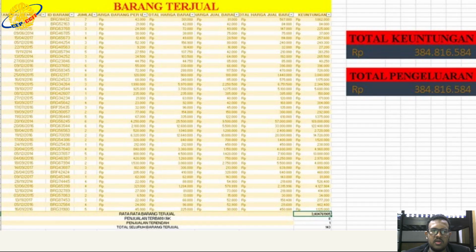And then we are going to the barang terjual table, which has 8 columns. The names are tanggal pembelian, ID barang, jumlah, harga barang per unit, total harga, harga jual barang, total harga jual barang, and keuntungan. In the barang terjual table, the author uses the VLOOKUP formula for the jumlah, harga barang per unit, and harga jual barang columns. And then the author uses a mathematical operation to determine the profit result.